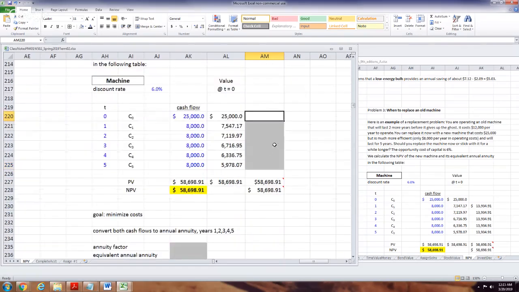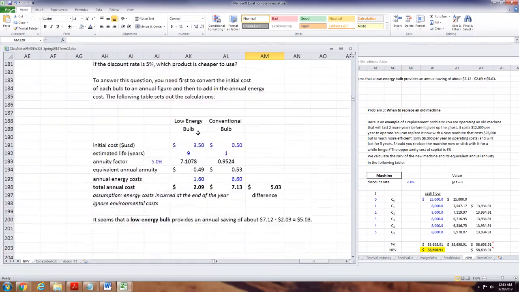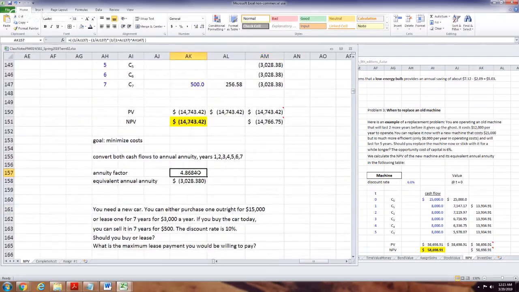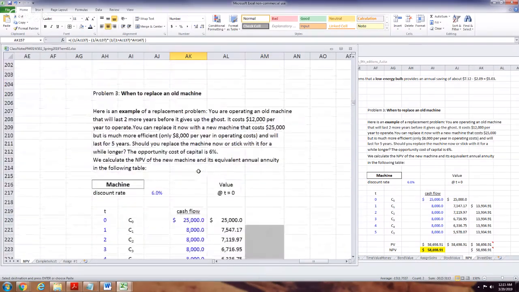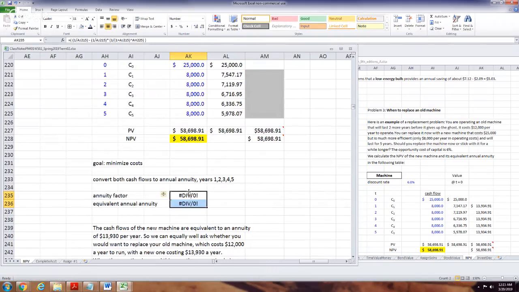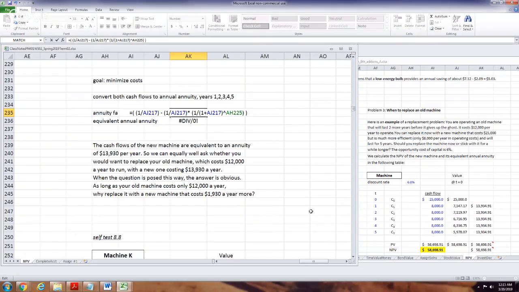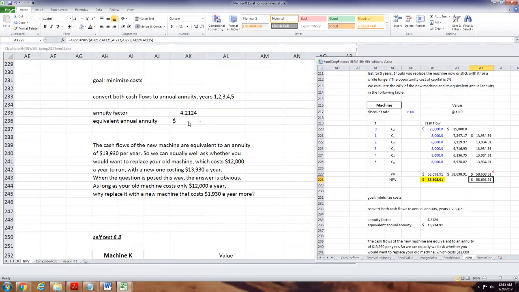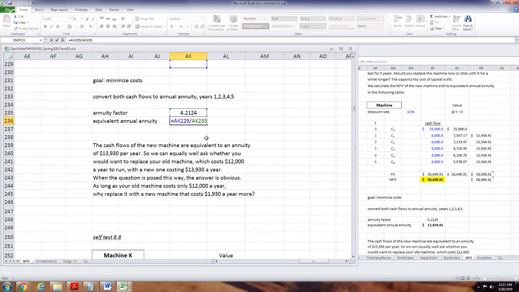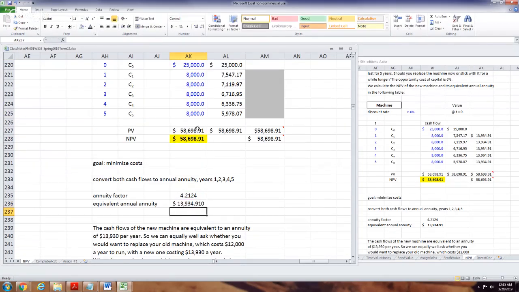Okay. And yeah, so let's hit it. All right, we're going to do the same math. So we're just going to come up here. We're going to conveniently use what you have here, copy and paste, and let's fix it. All right, this is 217. Yeah, the 3 of them in 5 years. Okay. So that's 4.2124, and this is just simply the NPV divided by that. So the new system should cost you 13,000.